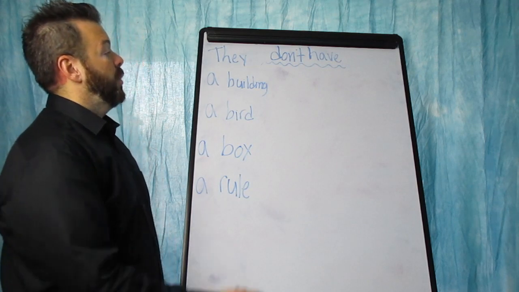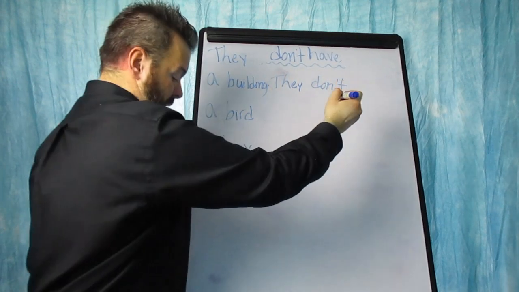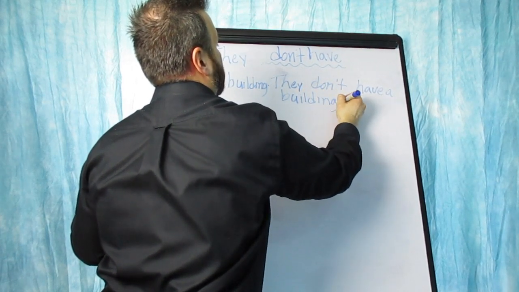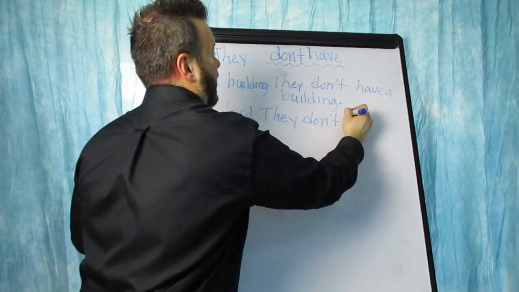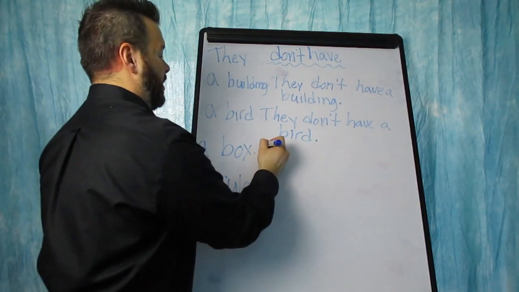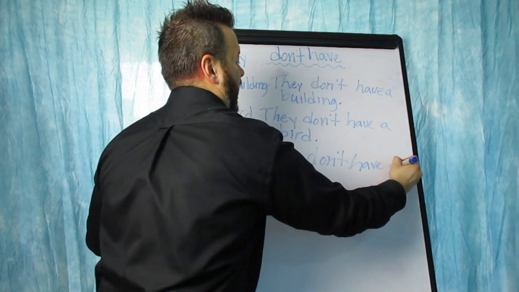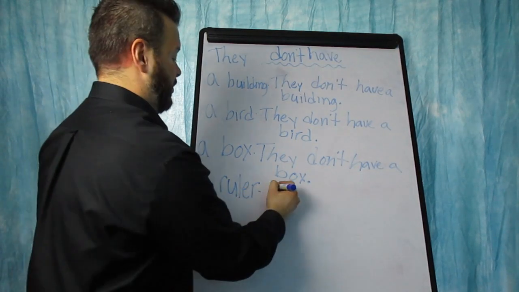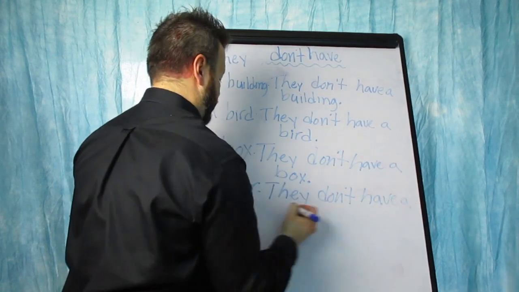Okay, great. So, a building turns into they don't have a building. A bird turns into they don't have a bird. A box turns into they don't have a box. And a ruler turns into they don't have a ruler.